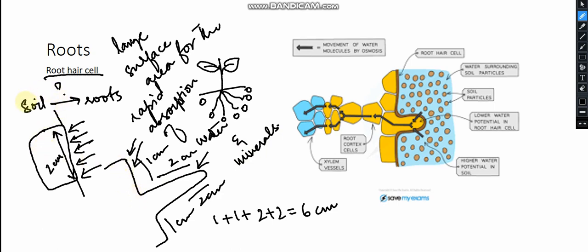So in between soil and roots, we have the root hair cell. Our roots have this root hair cell at their border so that all the water and the nutrients are absorbed. You see these arrows, they show the path of water which is moving into the plant. So the very first contact of the water and minerals is with the root hair cell, then with the root cortex cells, and then it enters the xylem vessel.